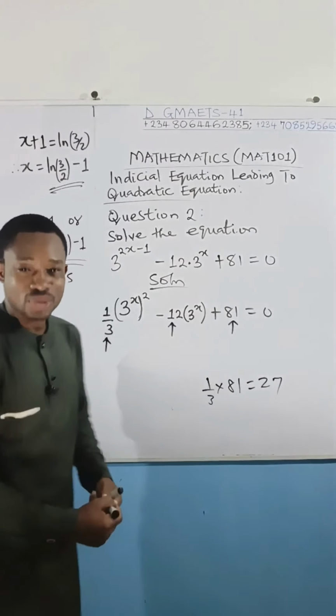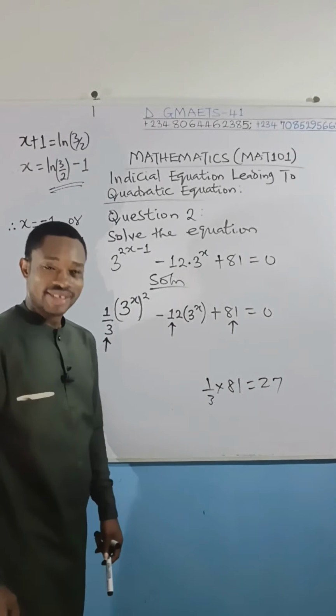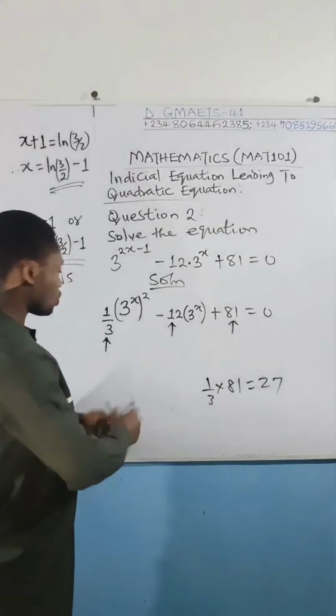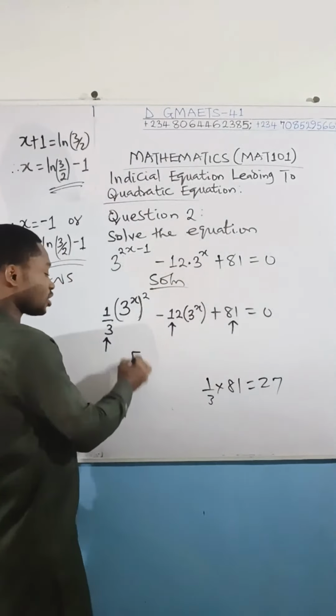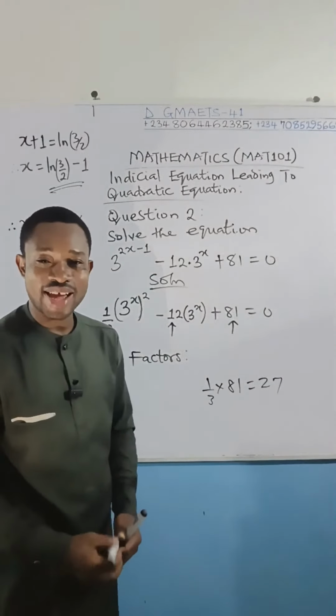So which two numbers will do that? And you'll be thinking of the factors 9 and 3. Yes, 9 and 3 will do the work. So let me just write here. I'll wipe this off, just leaving it for you to see. The factors to solve these problems are what? 9 and 3.